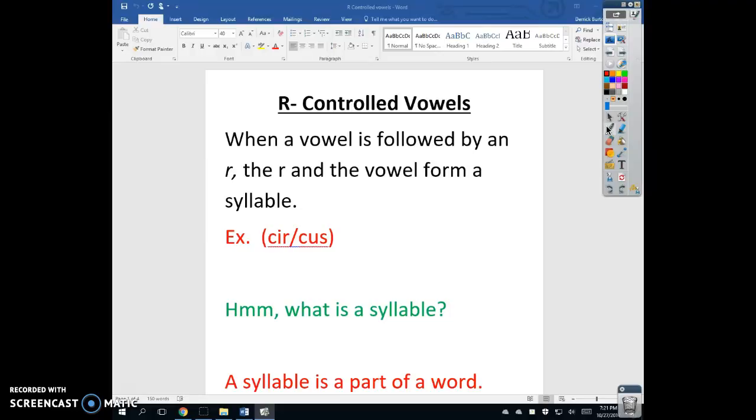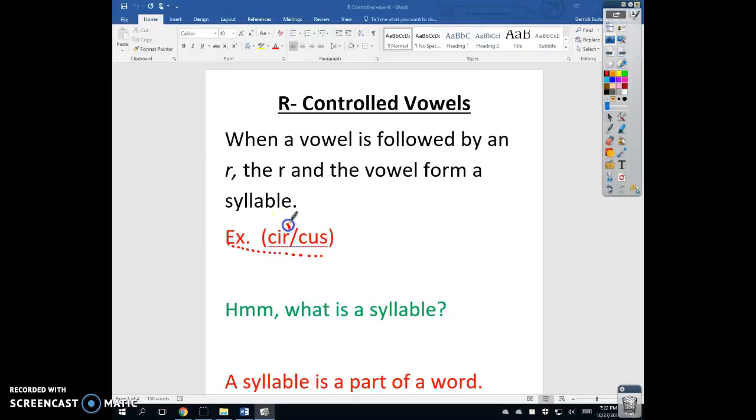When a vowel is followed by an R, the R and the vowel form a syllable. You also want to make sure that your kids write down the example, because this could serve as an exemplar word. The word here is circus. Before you move on, you want to make sure that you break apart this principle. So I'm going to read it again. When a vowel is followed by an R, the R and the vowel form a syllable.